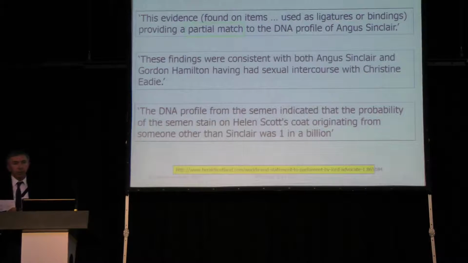Okay, I'll just highlight this. Someone's reporting a partial match. And what does that mean? What's the probative value of that? How does the jury use it? There's something, again, consistent with. And finally, we get this huge one, which is something about the probability of the semen originating from someone other than the defendant being 1 in a billion.